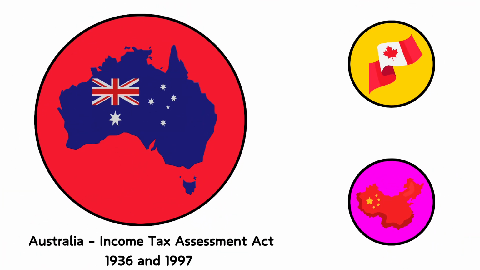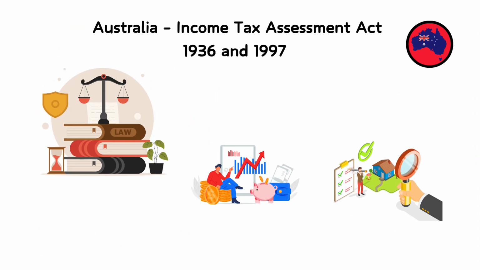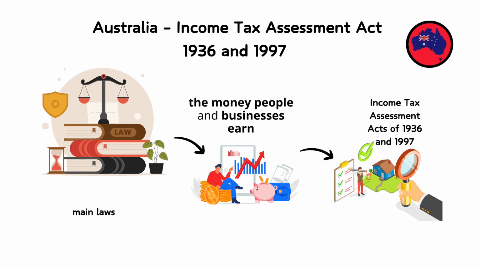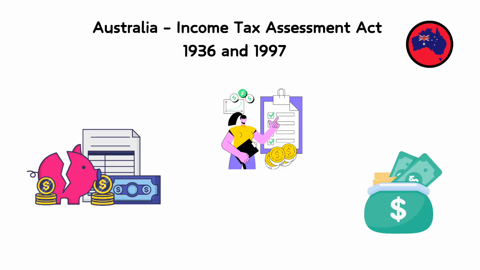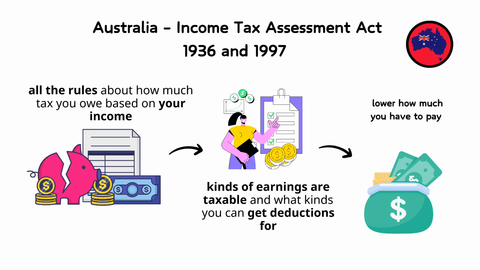Australia Income Tax Assessment Act 1936 and 1997. Australia uses two main laws to manage taxes on the money people and businesses earn. These are called the Income Tax Assessment Acts of 1936 and 1997. They lay out all the rules about how much tax you owe based on your income. They also include details on what kinds of earnings are taxable and what kinds you can get deductions for, which helps lower how much you have to pay.